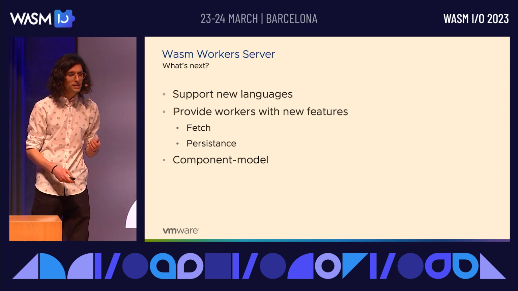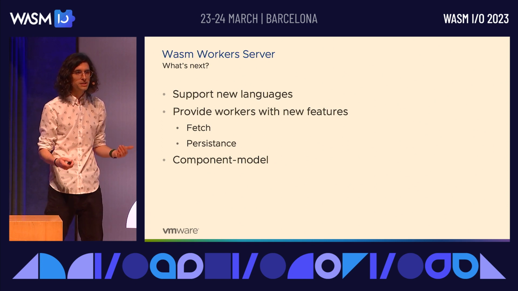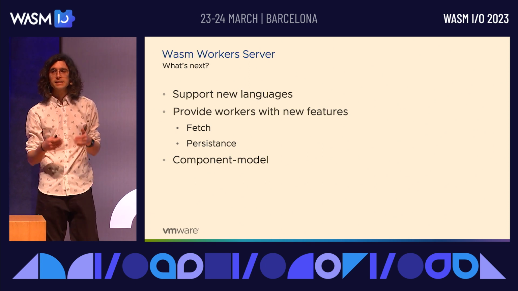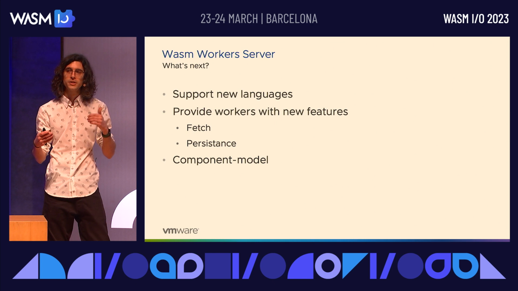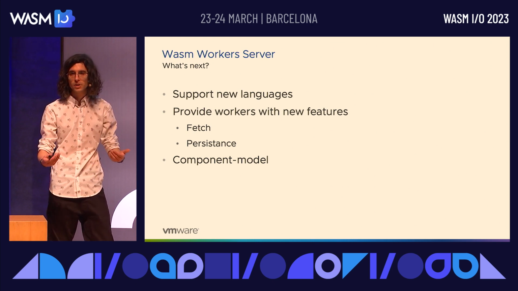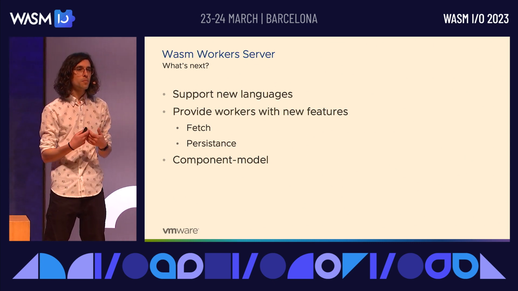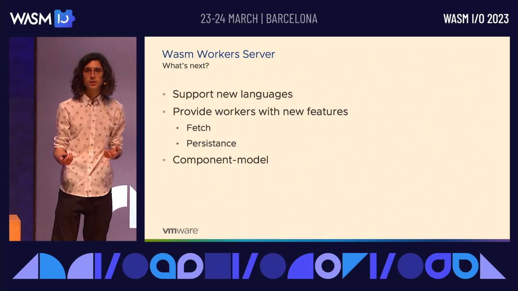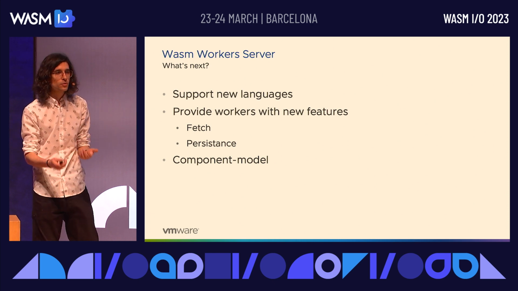Apart from that, we want to provide workers with new features, such as fetch, persistence, and everything. This is kind of a challenge for Wasm Workers Server, as it not only supports JavaScript, but many different languages that require you to create bindings and all those functions exposed to the workers. That's where we really think that the component model can help us. And we are already exploring how we can bring all those features into the different languages at the same time, thanks to the component model.